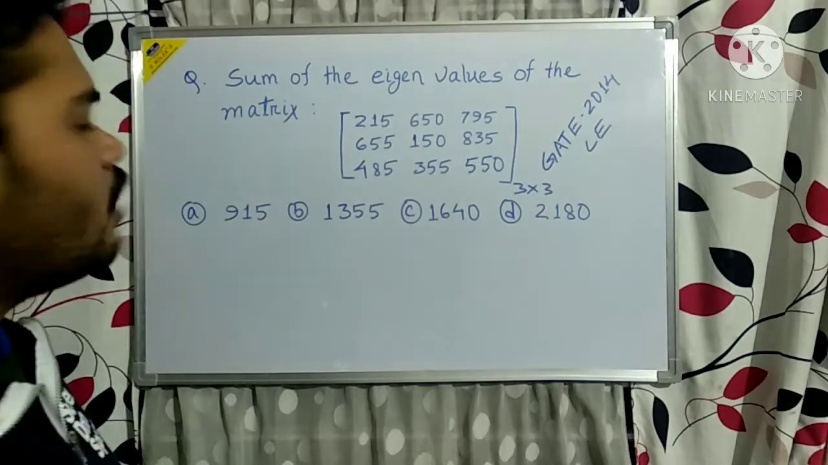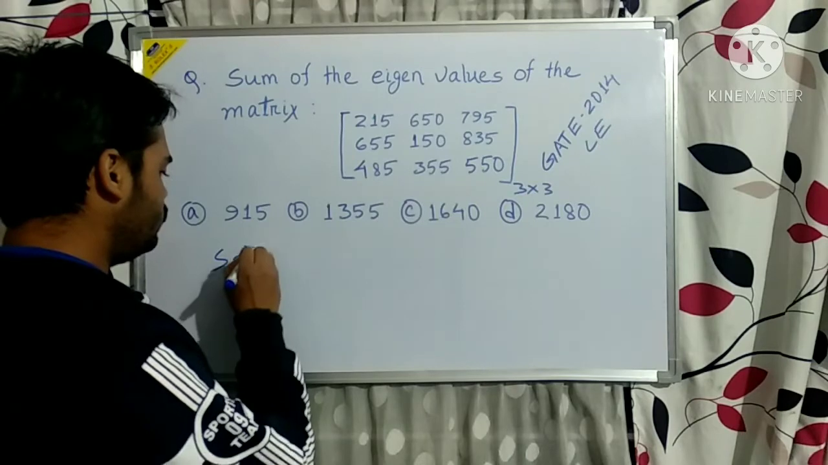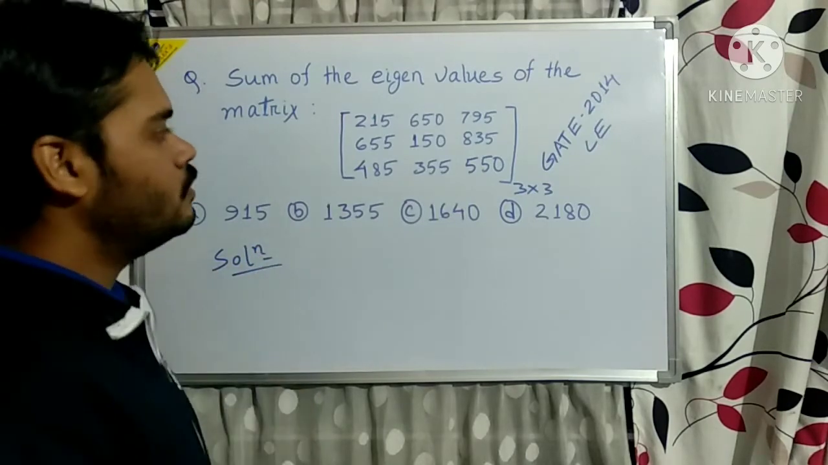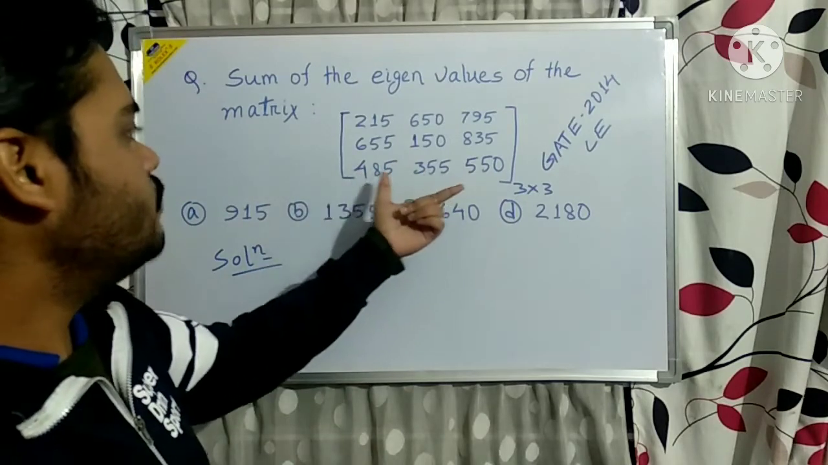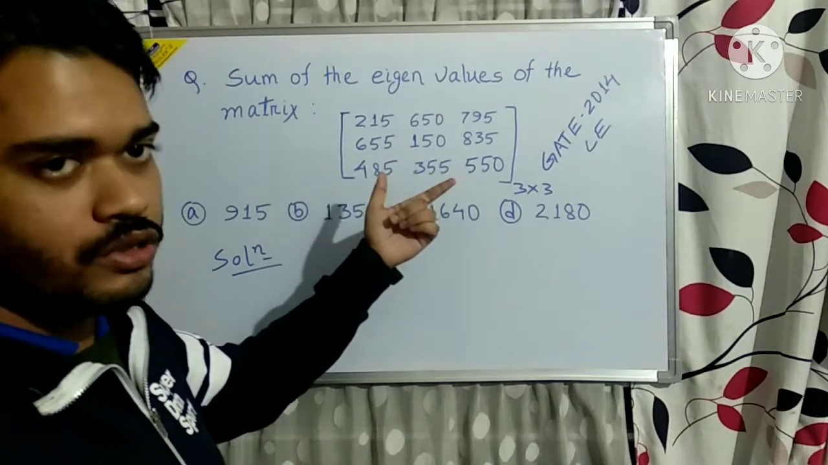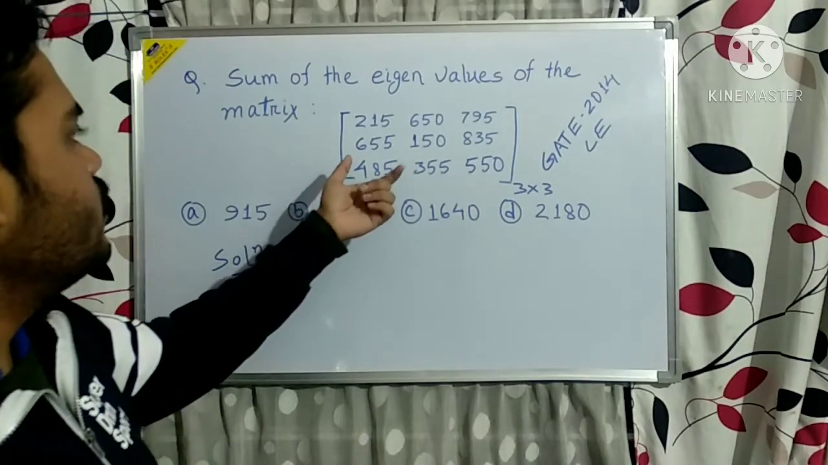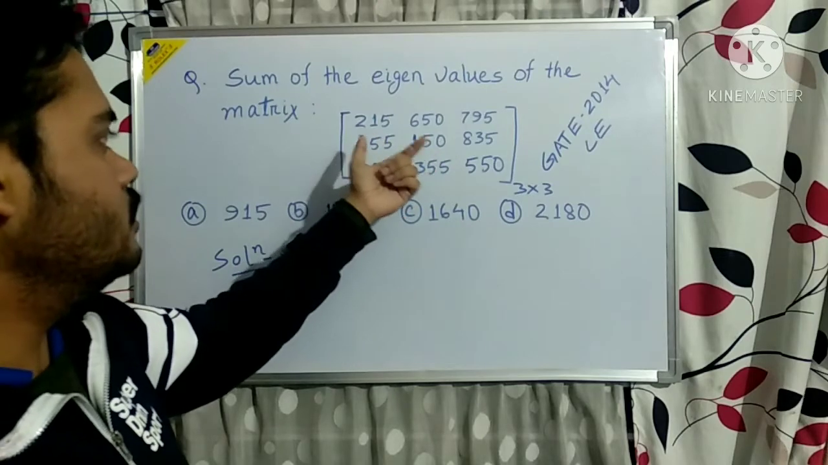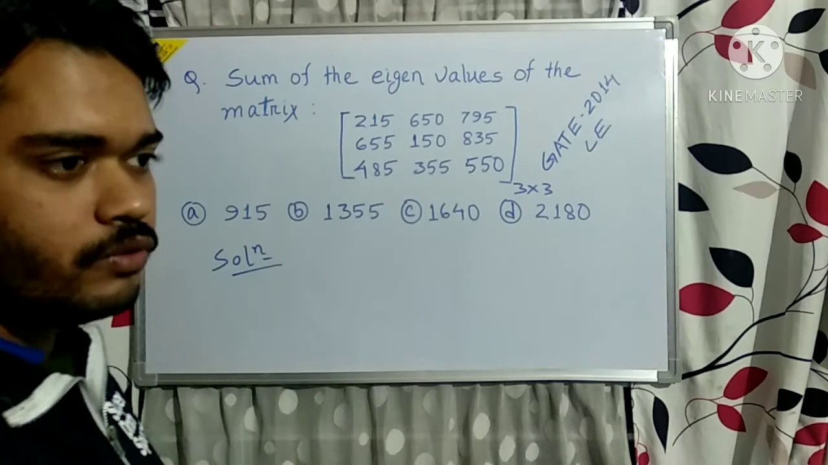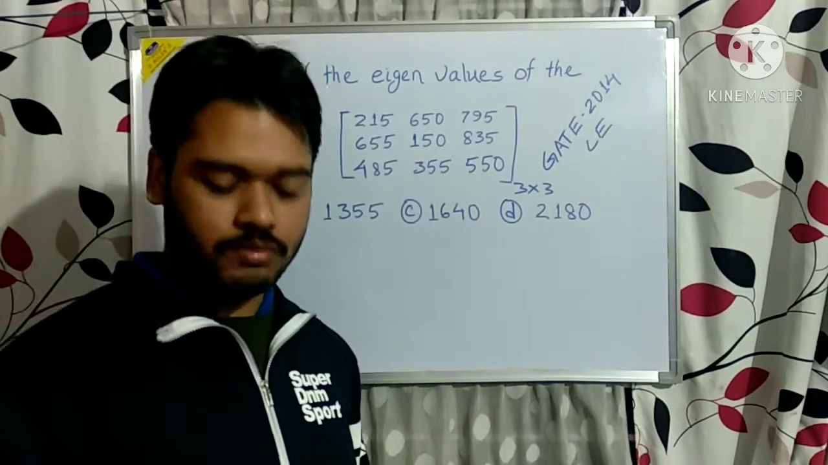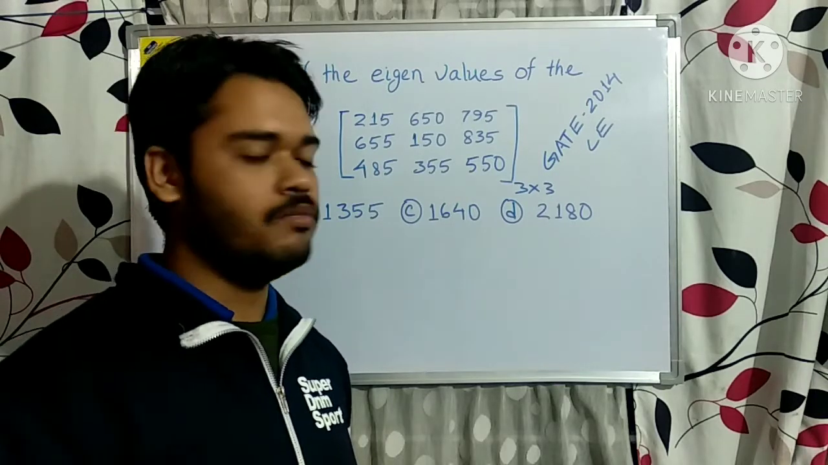So how to solve it? Solution. See here, the normal people will write the matrix, take the characteristic equation and find the eigenvalues lambda, right? But the figures here are very large, 215, 650, 150, very large numbers. If you go with the normal process, it will be a very lengthy process, and in a competitive exam you will not get ample time.